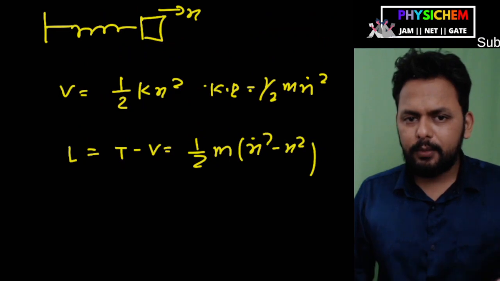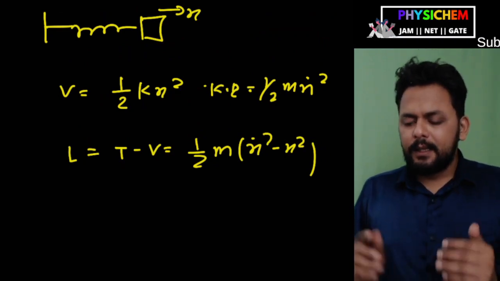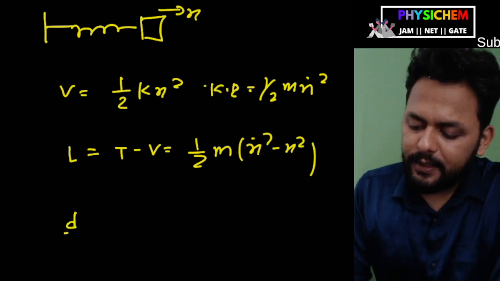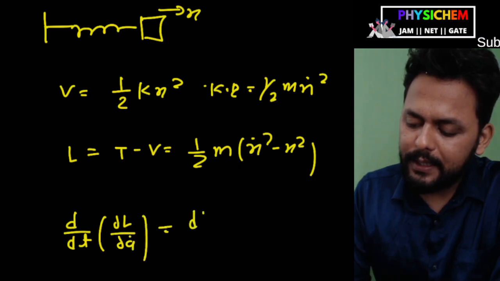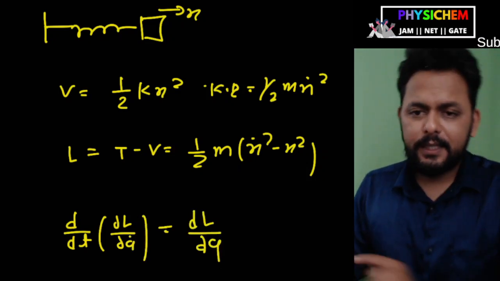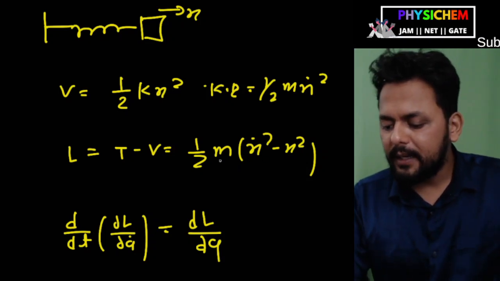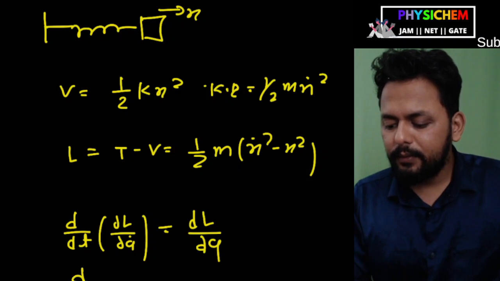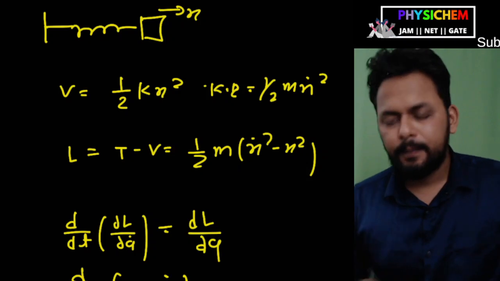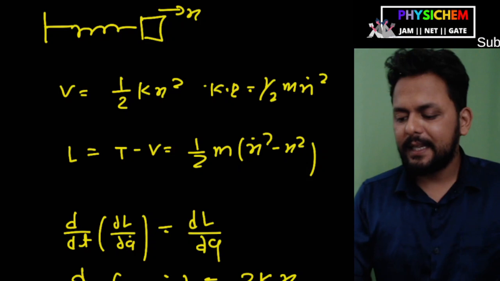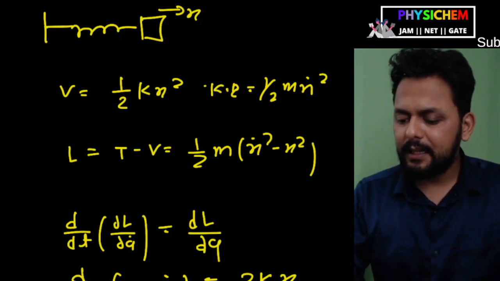Now if I use the Euler-Lagrange equation, d/dt of dL/dq dot is equal to dL/dq, where q is the position and q dot is the velocity. Differentiating the kinetic energy term, we get 2m x dot on the left side, and on the right side, differentiating the potential energy term, we get 2kx, obviously half kx square.